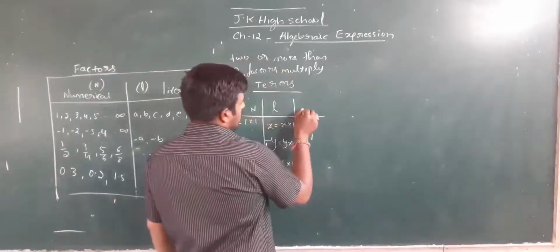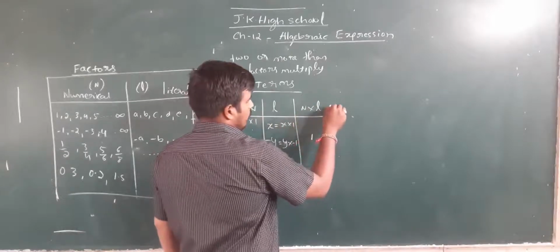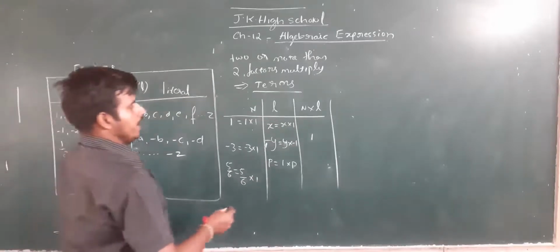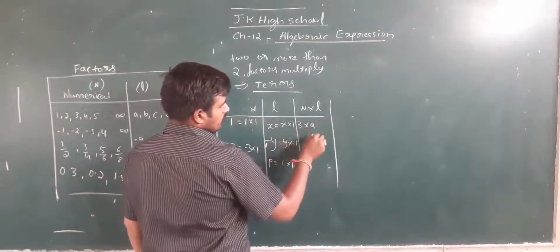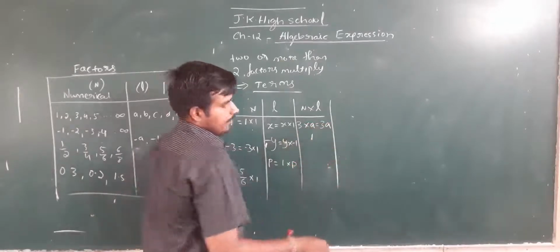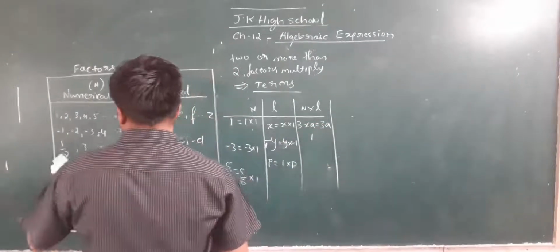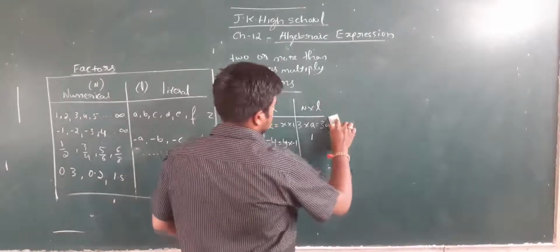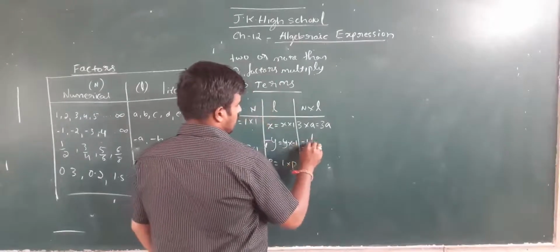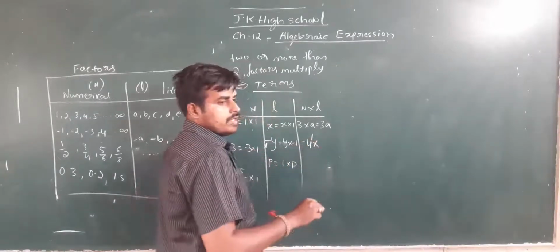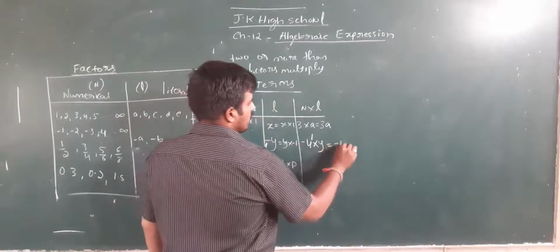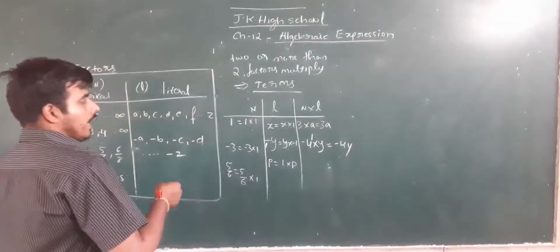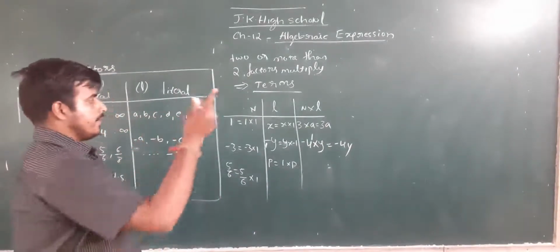Next you multiply one number and one letter. One number, one letter: 3 into a is equal to 3a. It's a term. Take any numbers. I will take -4 into, say, y, equal to -4y. -4y is a term. So I want to say that whenever you multiply two factors, it will give you terms.